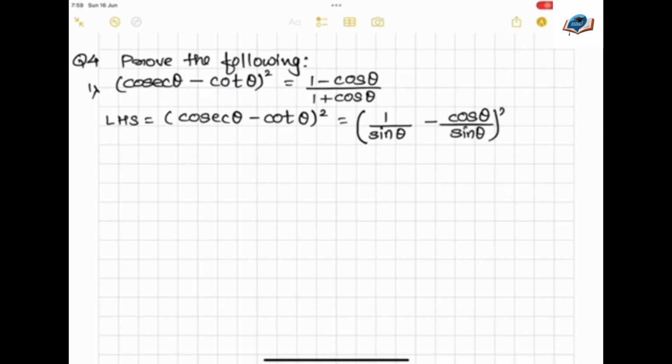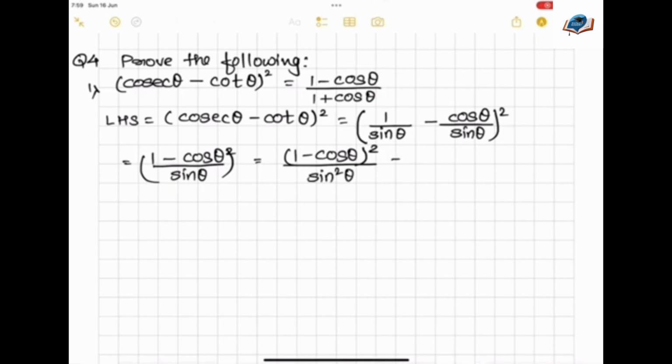So now sin theta will be the LCM. So (1 minus cos theta) whole upon sin theta, whole square. So that will be (1 minus cos theta) whole square upon sin square. Now if I open the bracket of 1 minus cos theta, it will be 1 minus cos theta into 1 minus cos theta upon sin square theta.